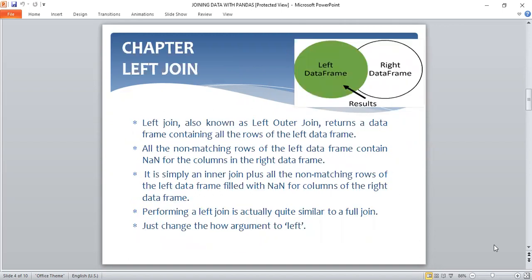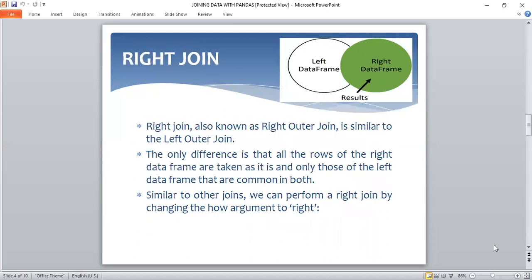Chapter 2: Left join. Left join, also known as left outer join, returns a data frame containing all the rows of the left data frame. All the non-matching rows of the left data frame contain NaN for the columns in the right data frame. It is simply an inner join plus all the non-matching rows of the left data frame filled with NaN for columns of the right data frame. Performing a left join is actually quite similar to an inner join, just change the how argument to left.